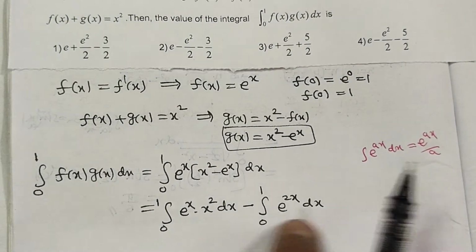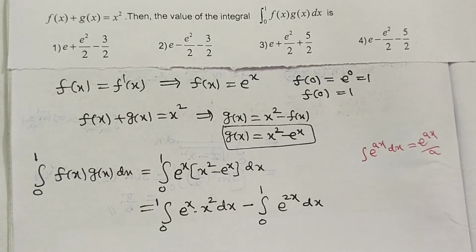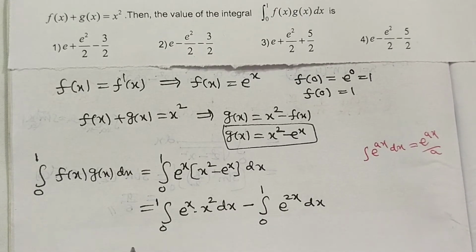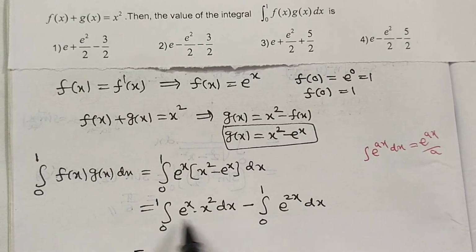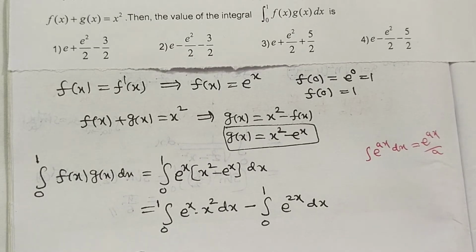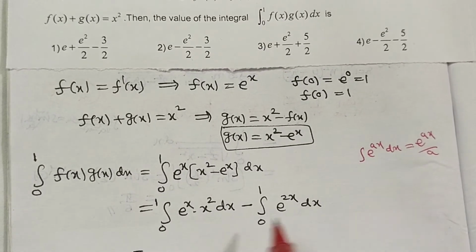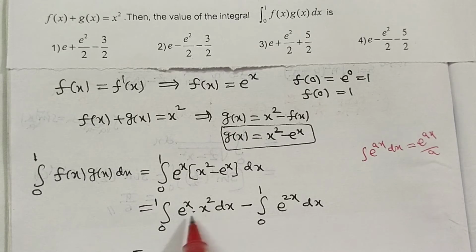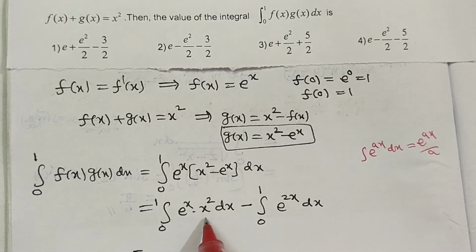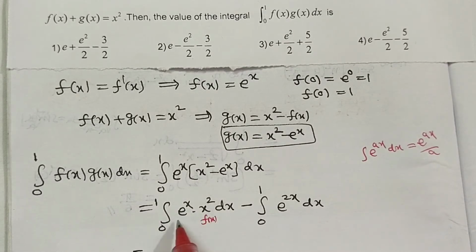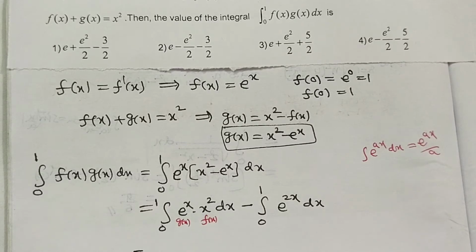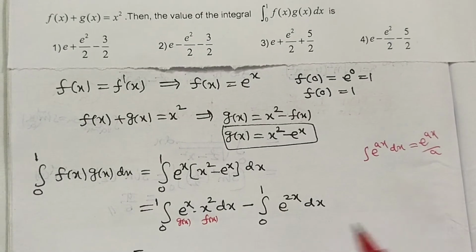So the second term is going to get e power 2x by 2. After that, we can apply the limits. And in the first term, we can apply the shortcut formula. So here, integral f of x into g of x. Among these two, this is f of x, this is g of x. Generally, we have to apply here the Eilert formula, integration by parts.